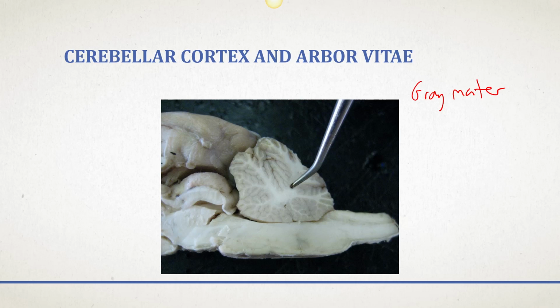While the white part, or white matter, is kind of like a buffer, a pass-through zone. Not a lot of processing happens there. The arbor vitae is in the center of the cerebellum. And arbor vitae means tree of life, so that kind of looks like a branch-like tree of life. And the cerebellar cortex contains that gray matter on the outer edges of the cerebellum.